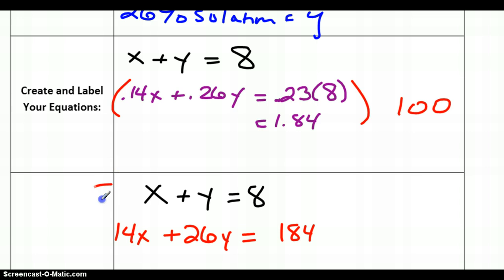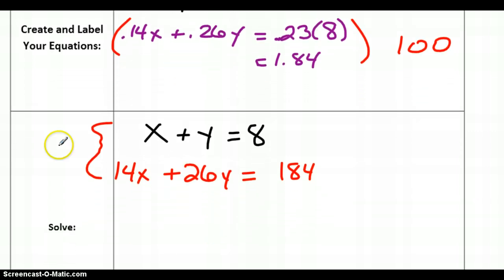Now here, it's probably going to be pretty good to use elimination. Maybe multiply by negative 14 or negative 26, depending which variable you choose to get rid of. But it would also work if I first solve for x or for y and use substitution. Okay, so I think the question was mostly, how do I get these set up? So this one's set up, and you could go ahead and finish it by solving.